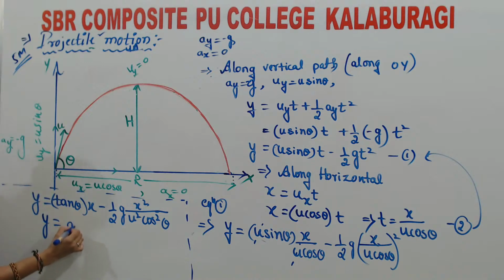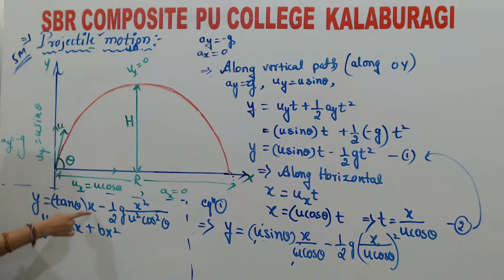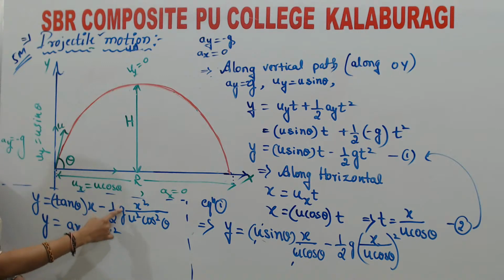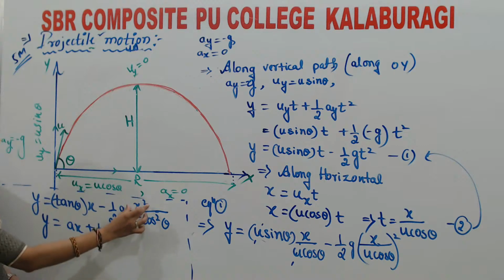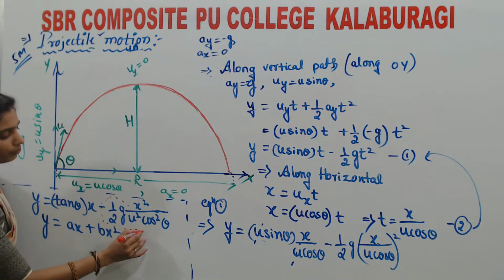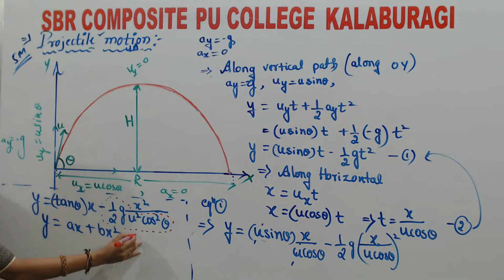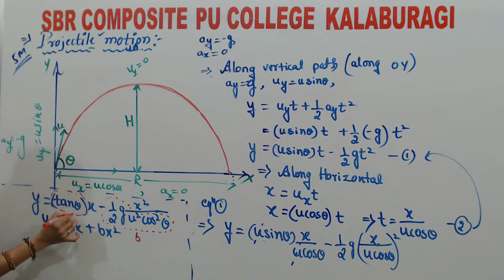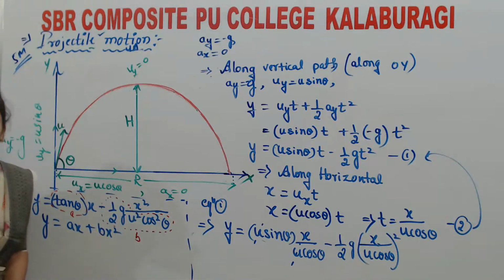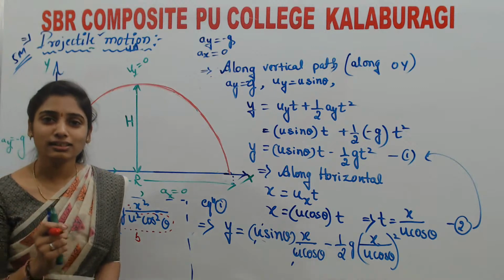Now look at this equation. Isn't it in the form of y equals ax plus bx square? Where a equals tan theta, for x as the variable, and b is given by minus 1 by 2 g over u square cos square theta, taking x square to one side. So b is nothing but minus 1 by 2 g over u square cos square theta, and here it is a. Isn't it in the form y equals ax plus bx square? As it is similar to this equation, we call the path of a projectile a parabola, which shows that the trajectory of a projectile is a parabola.